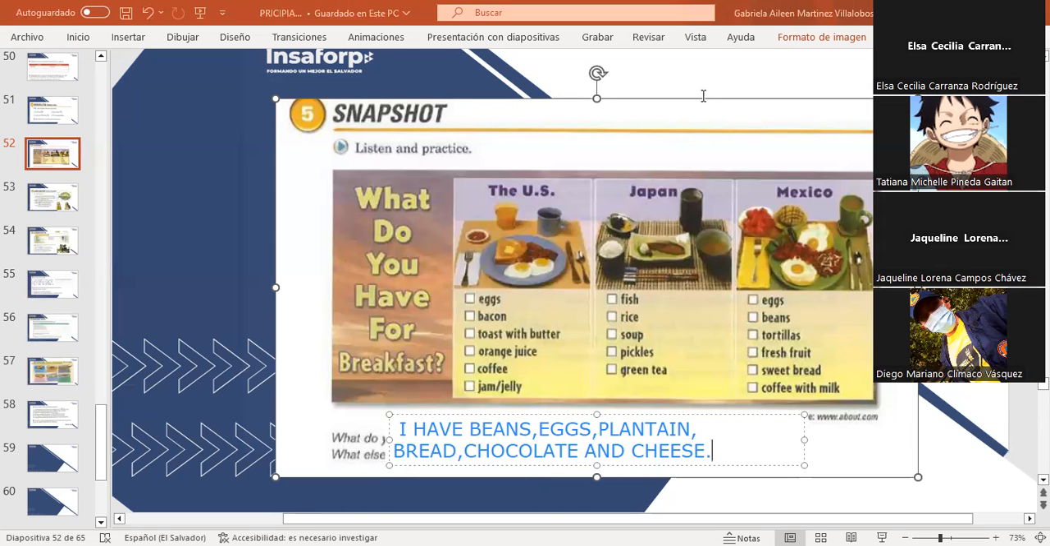Also, so we don't fall short, say what you have. Some can say what you have for breakfast. Some can say what you have for lunch. And some can say what you have for dinner. Understand the instructions? Yes, teacher. Okay, let's go.